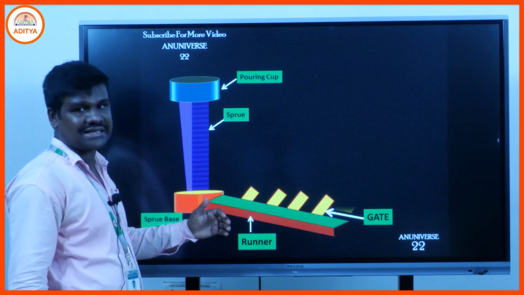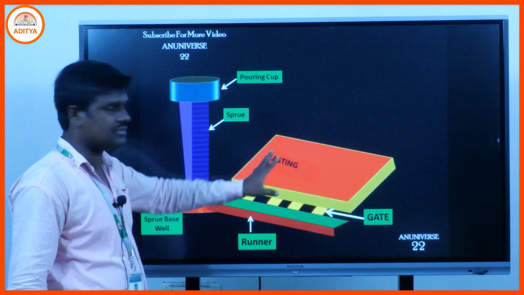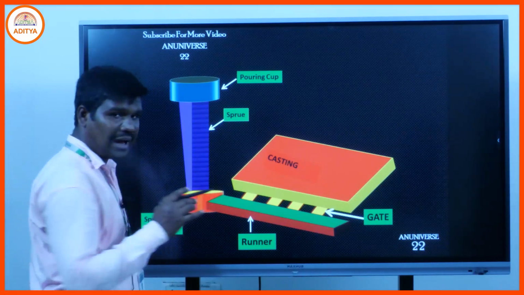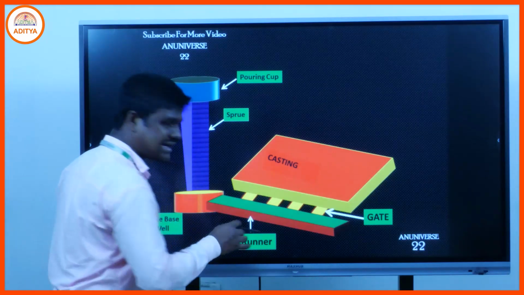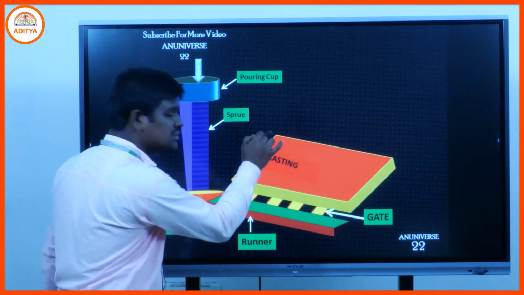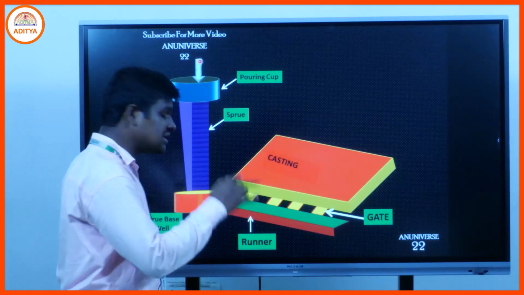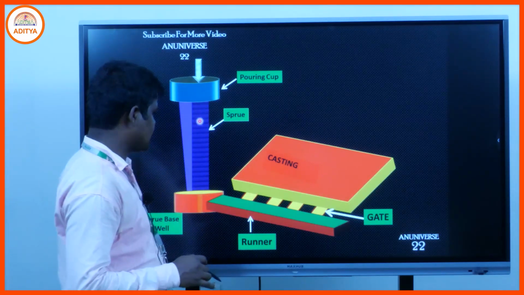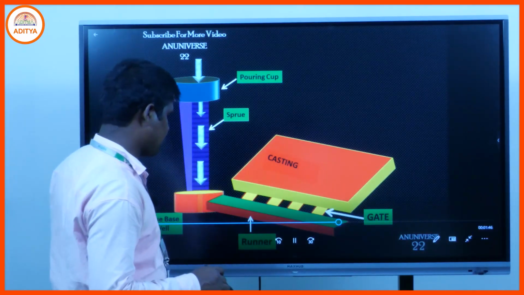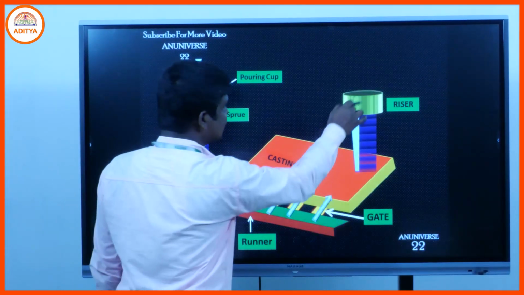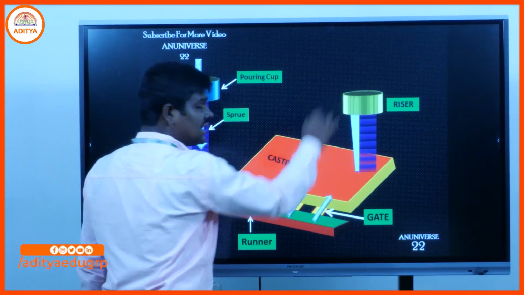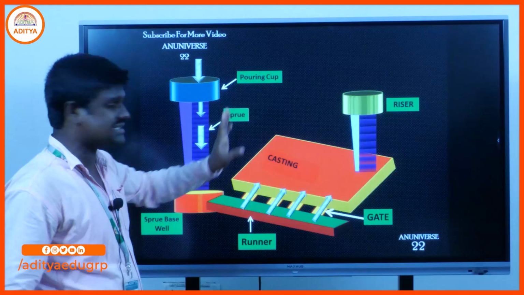That gate will be connected to that particular casting, meaning the mold cavity. Sometimes a sprue plug is used, and through that particular gate, at the same time, molten metal will flow to the mold cavity. That is the gate, and that is the riser, meaning extra metal is stored in that particular riser system.